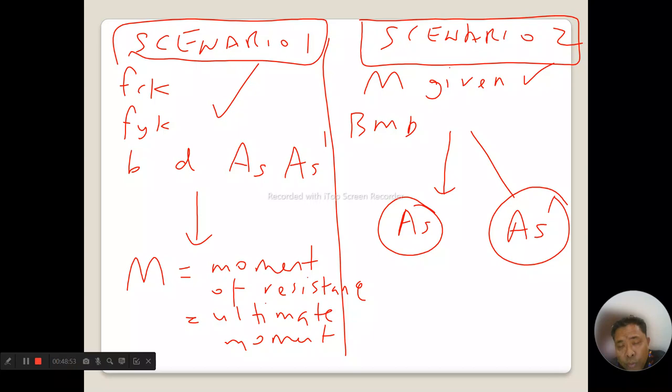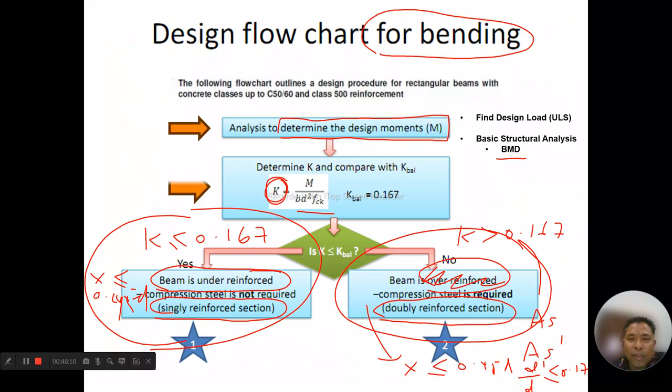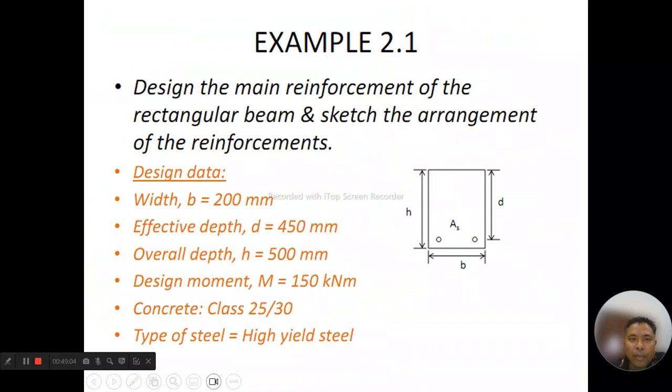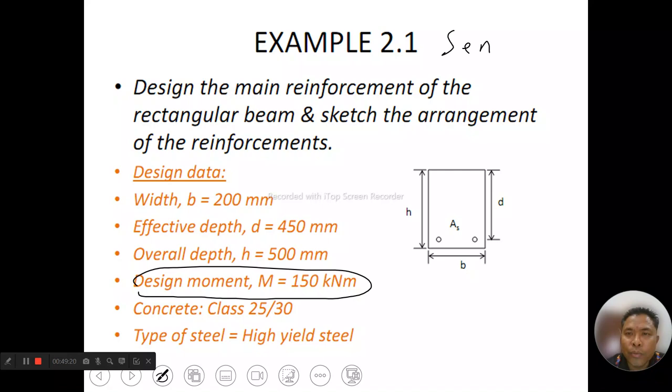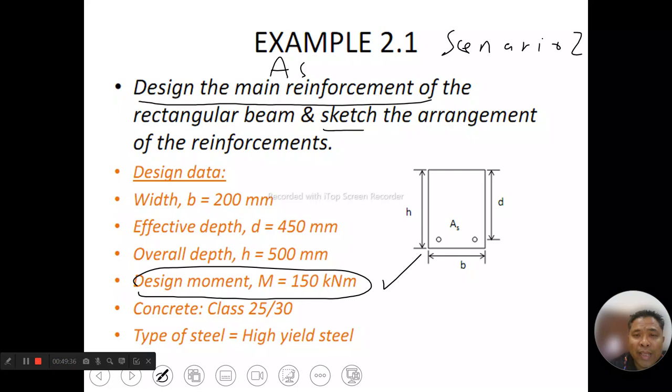So sekarang ni soalan ni scenario mana sebenarnya? Scenario 1 ke scenario 2? Sekejap, saya akan tunjukkan balik. Ini. Soalan ni to find the main reinforcement, maksudnya to find the area of the reinforcement. And you are given also here ada satu information, the bending moment is given. So meaning that this is scenario 2, because you are required to find the area of reinforcement and the moment is given. Okay, itu soalan pertamanya, to design the main reinforcement dan juga kena sketch the arrangement of the reinforcement.